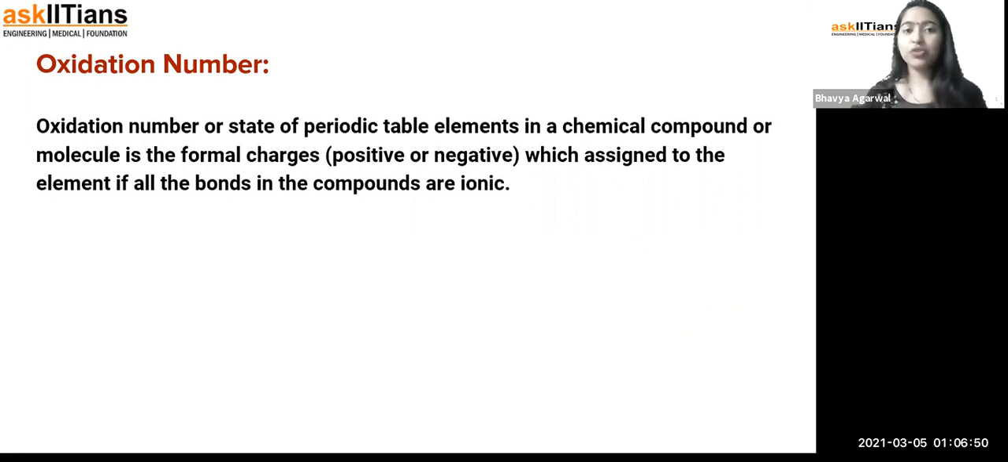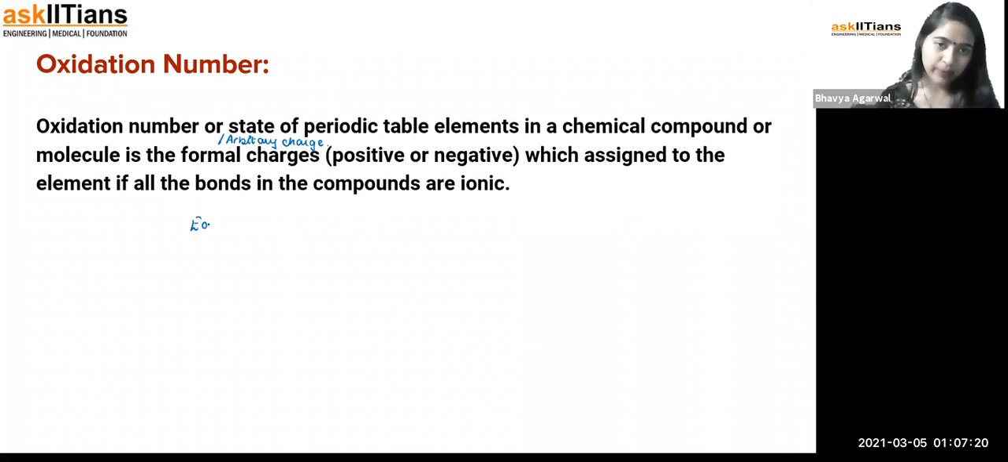So now let's move to the next part, and that is your oxidation number. Now, what is the oxidation number? Oxidation number is basically a kind of formal charge or an arbitrary charge which an element will get when the other elements are removed in the form of their ions. When you try to remove the other elements in the form of ions.